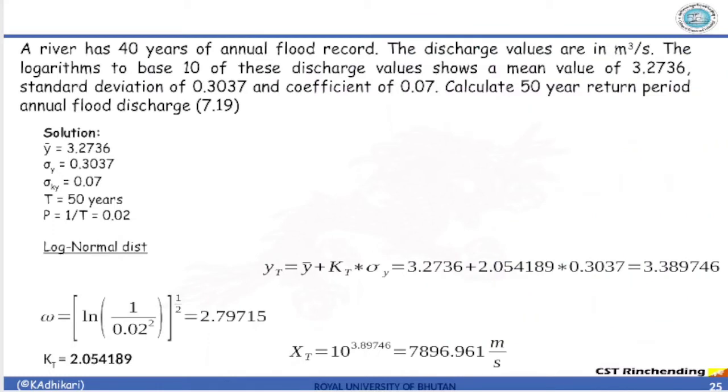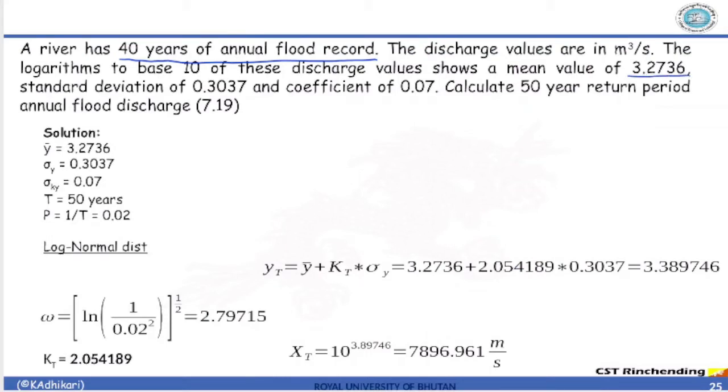With this, let's do a simple numerical. The question says a river has 40 years of annual flood record. What we need to understand here is that the data set is available for 4 decades. The discharge values are in meter cube per second, as it is usually measured. The logarithmic base 10 of this discharge value shows a mean of something like this.